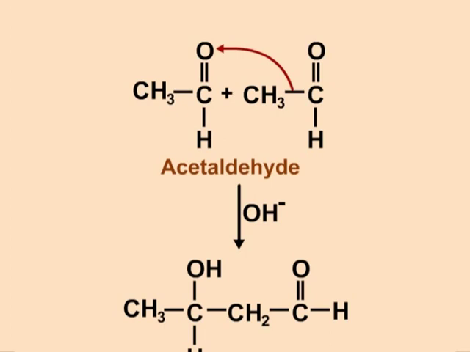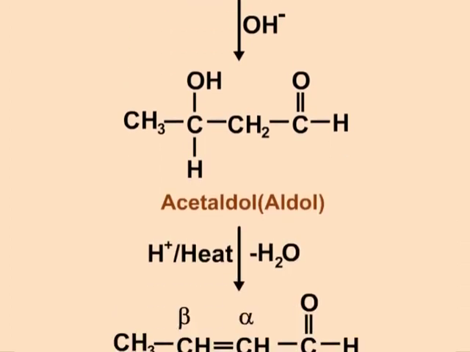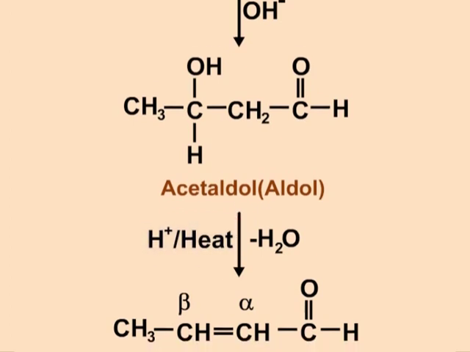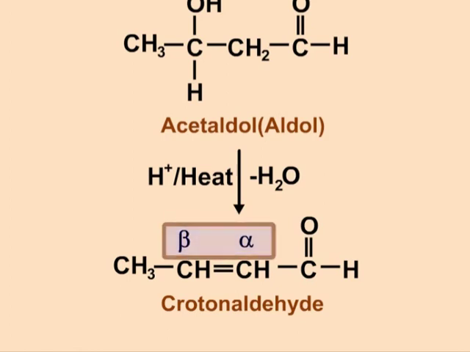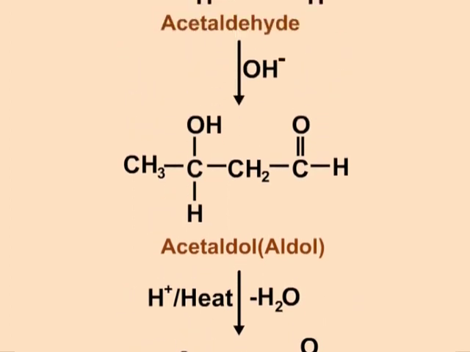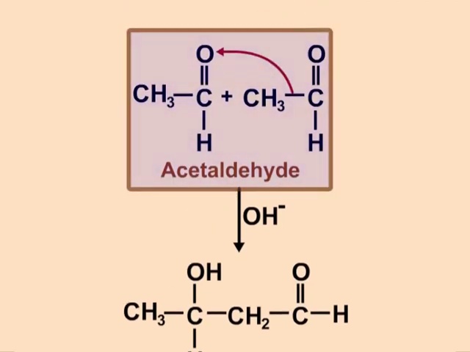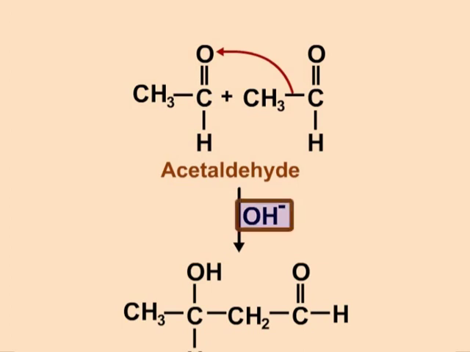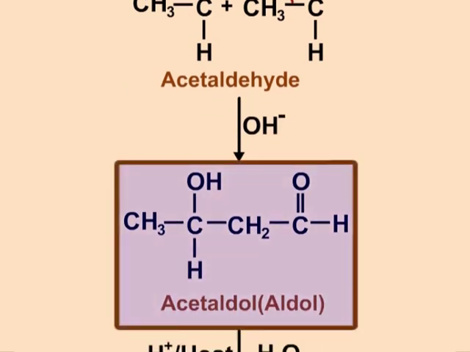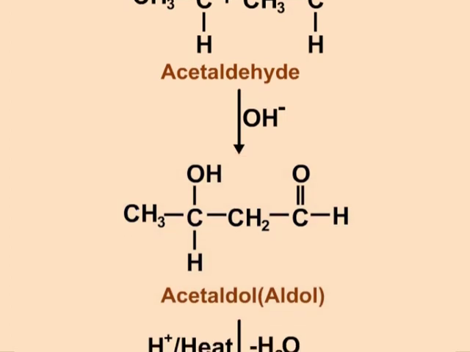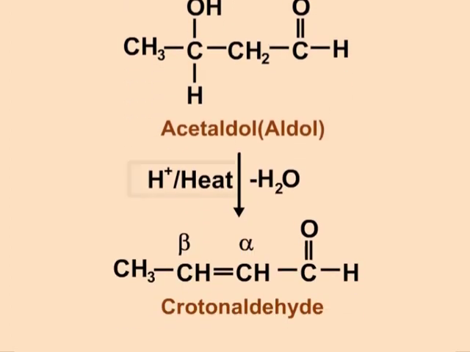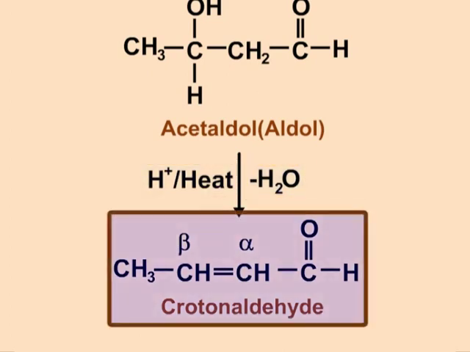As a result, two molecules condense to form a beta-hydroxyaldehyde or beta-hydroxyketone, which gets dehydrated on heating with dilute acid to form an alpha-beta unsaturated compound. For example, two molecules of acetaldehyde condense in basic medium to form acetaldol, that is, aldol, which in acidic medium, when heated, loses a water molecule to form crotonaldehyde.